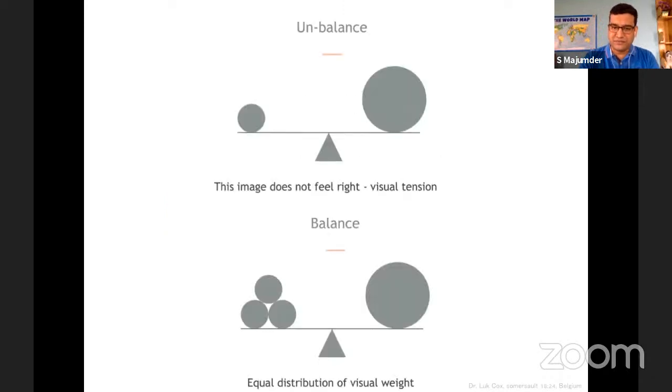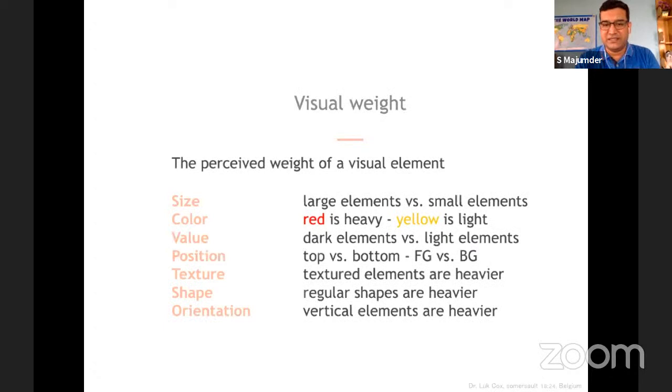So these are the visual balance. You can create the weight by size, color, value, position, texture, shape, and orientation. Like red is heavy, yellow is light, black is heavy, gray is light. Or the size, a large element or a small element. You can create a balance by these things: size, color, value, position, texture, shape, and orientation.